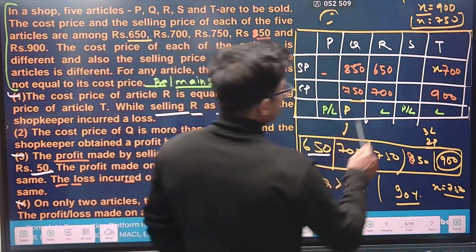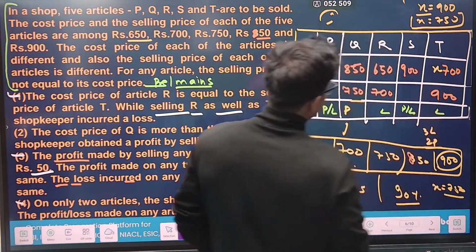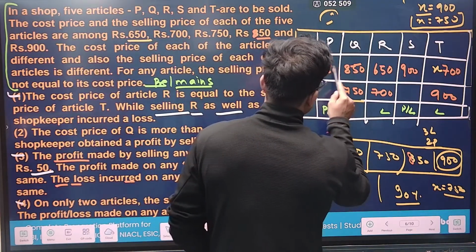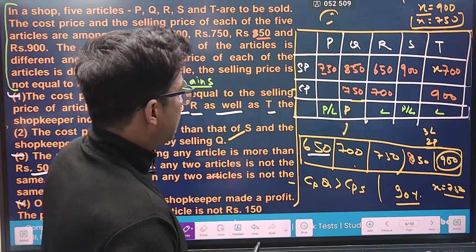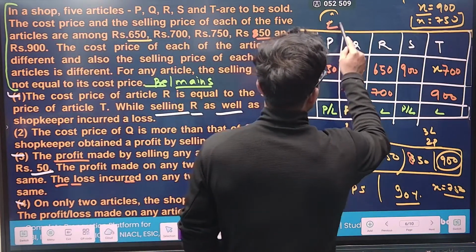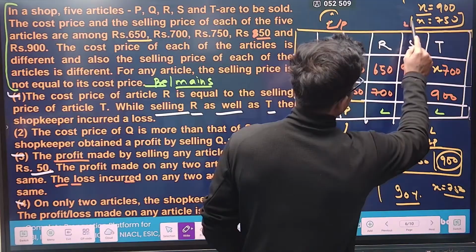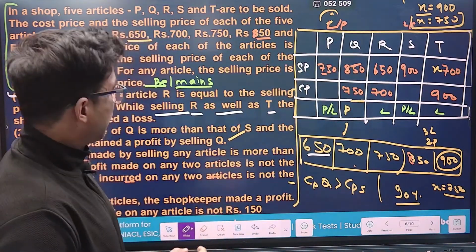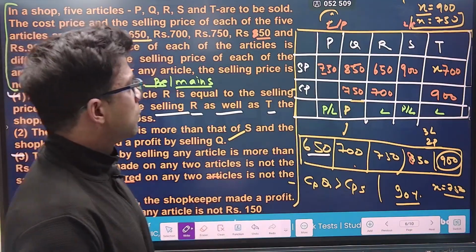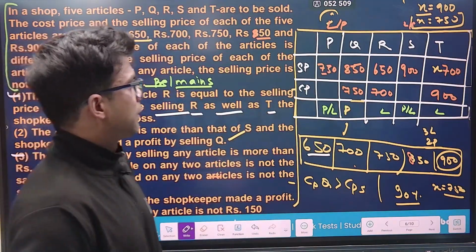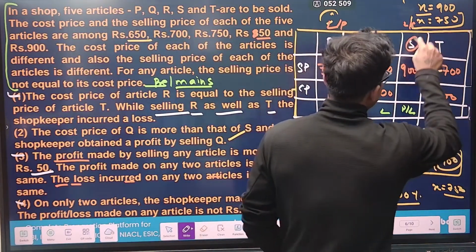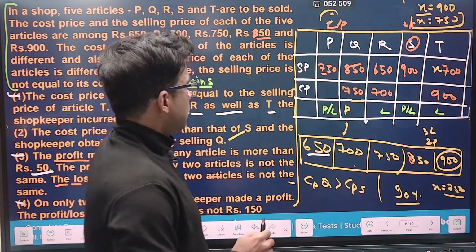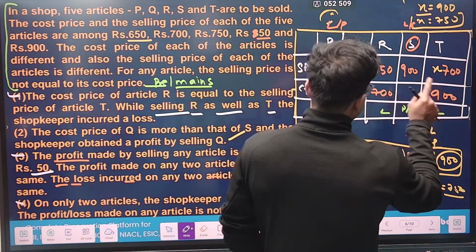Now, let's suppose I use 900 here, then the remaining would be 750 here, correct? And I know that either this would be in loss or profit. So if I put S as 900, definitely I can say S is in profit. Why? Because this is the maximum value I can make. I have used 750, 900, 700 and 900.